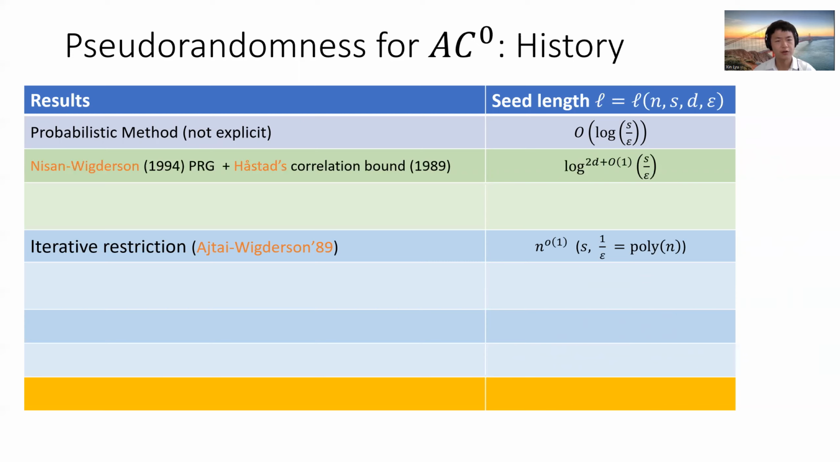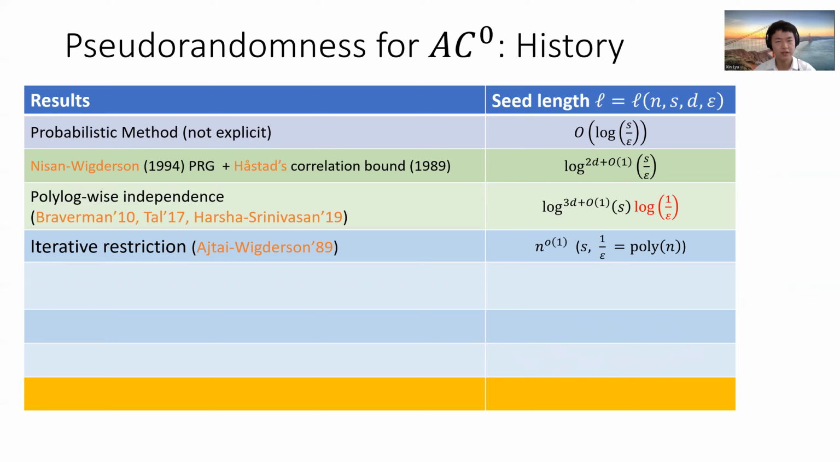In 1994, Nisan and Wigderson developed the celebrated hardness to randomness framework. Combining this framework with the correlation bound against AC0 proven by Håstad, one can give a PRG for depth D circuits with seed length roughly log S over epsilon to the power of 2D plus a constant. This is the first PRG for AC0 with polylogarithmic dependence on all parameters.